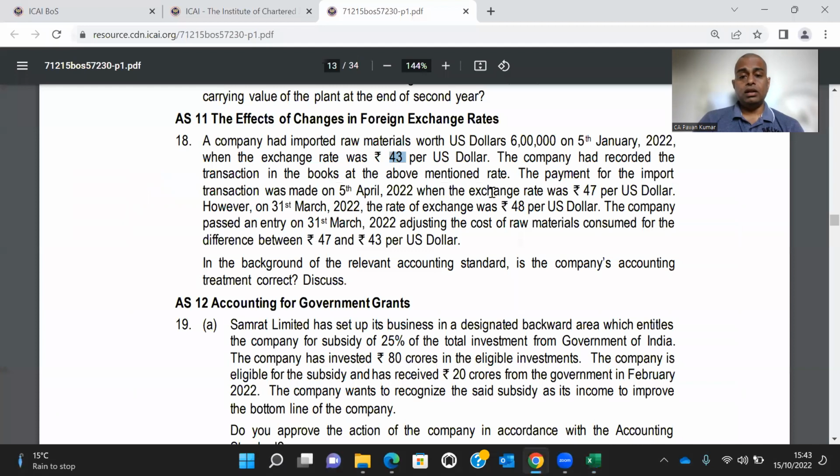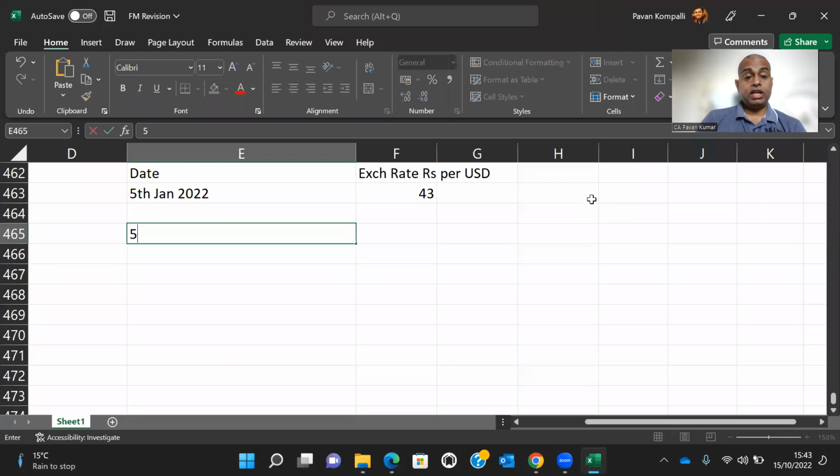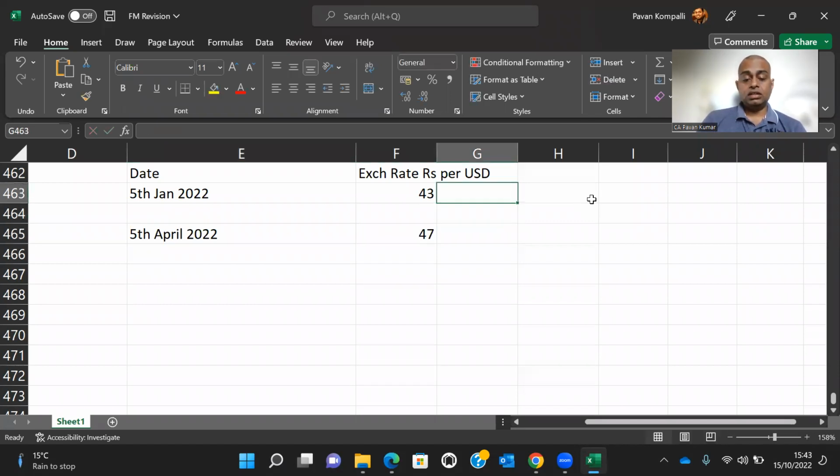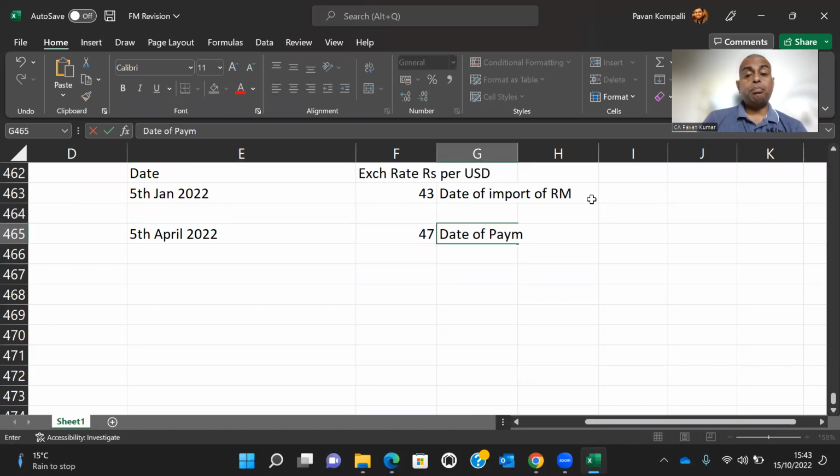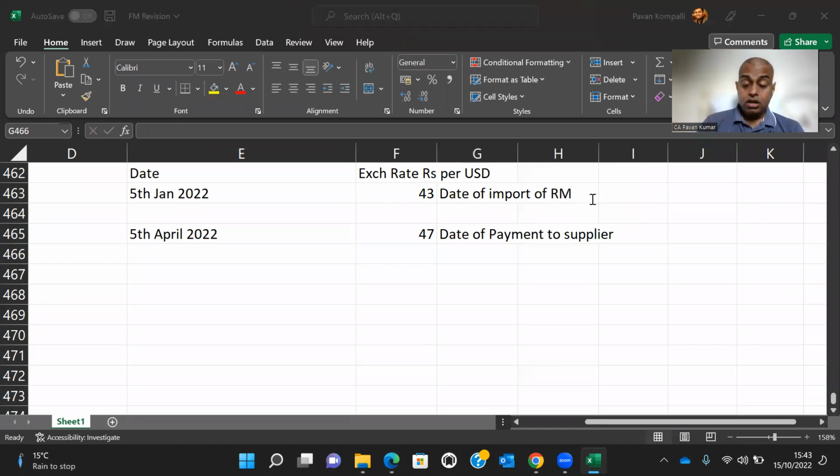After that, they have given on 5th April, payment is made. Oh my God, payment is made on 5th April. That date is 47 rupees. 5th April 2022, 47 rupees. So this is date of import of raw material. This is date of payment to supplier.